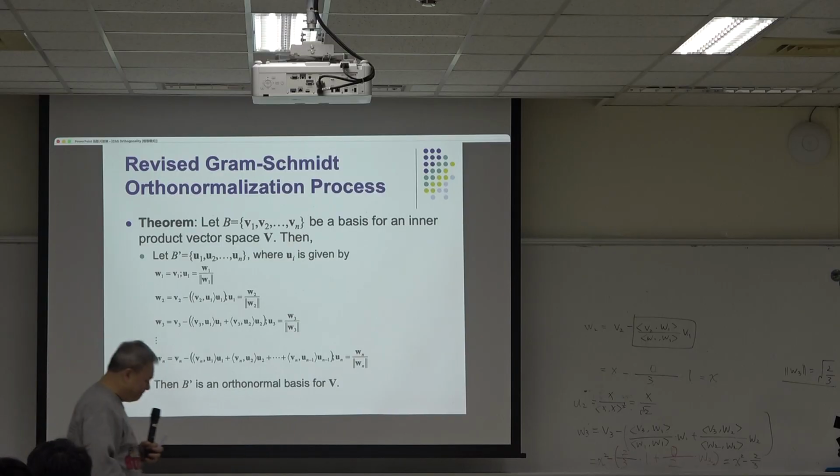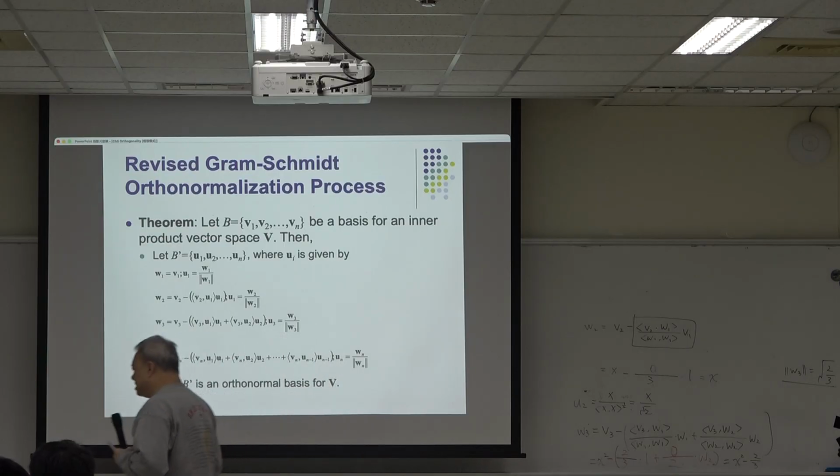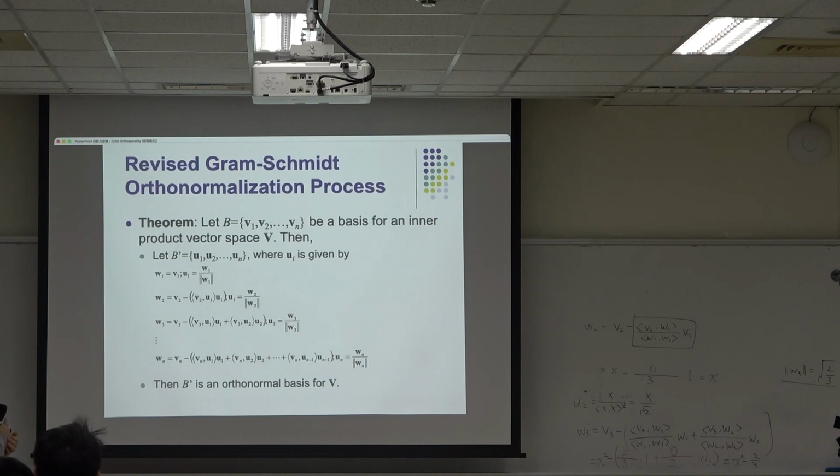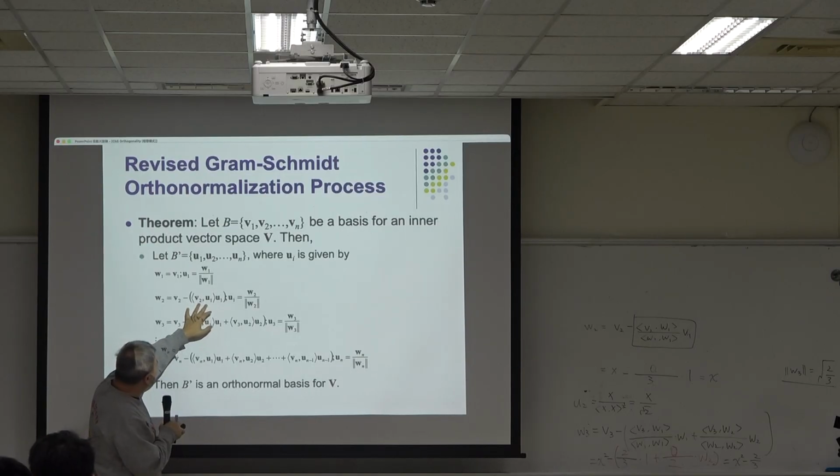Okay, and the last one. So we have the Gram-Schmidt orthonormalization process. I previously told you there are 2 steps, right? So if we write it together, then W1 is V1, and then U1 is W1 divided by its norm. And W2 is V2 minus this one.